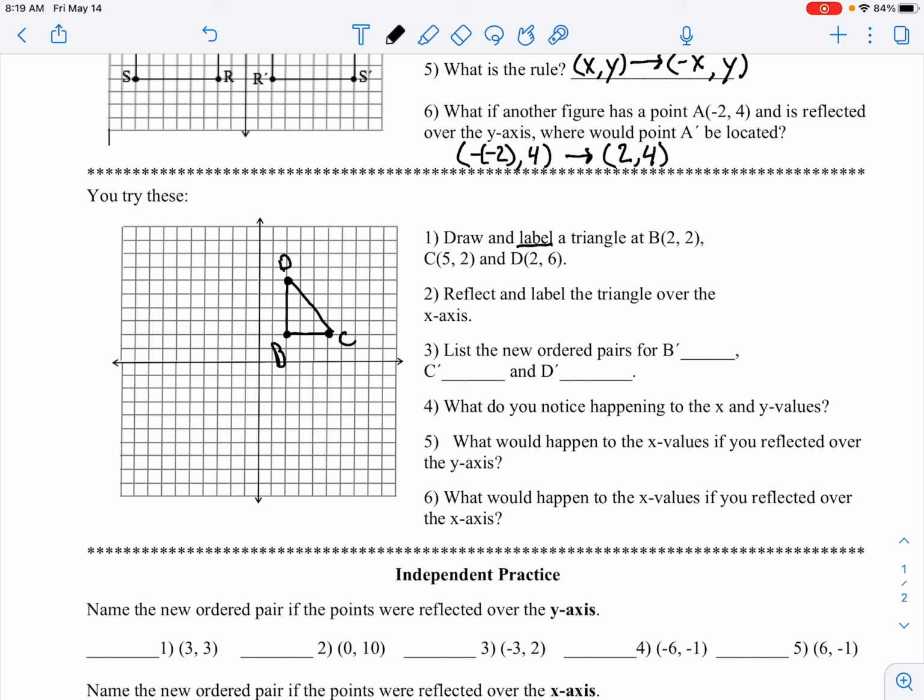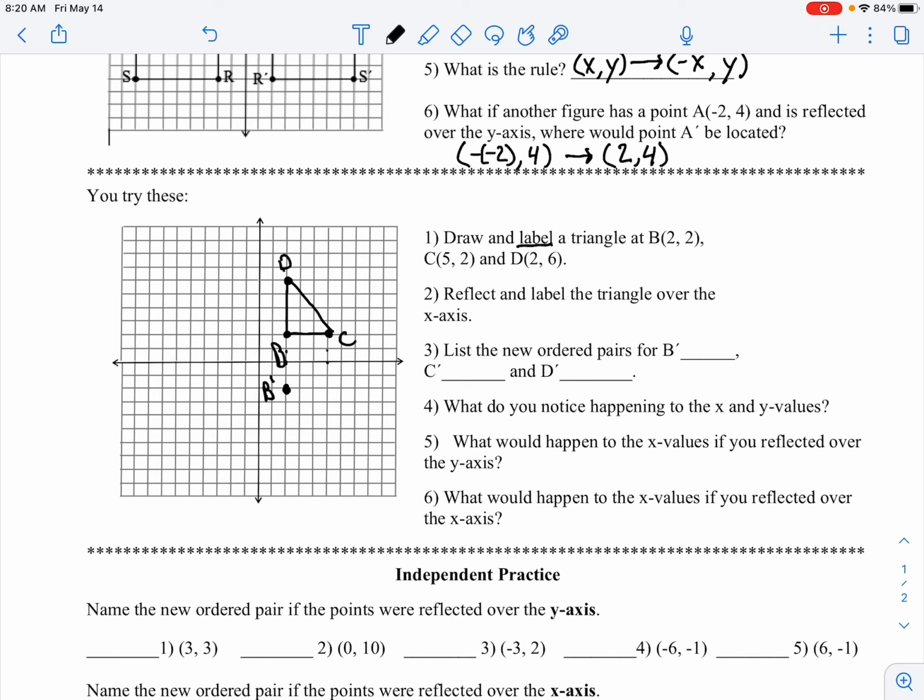Now it is asking us to reflect and label this over the x-axis. So in order to reflect this, what I need to do is go straight to the x-axis from whatever point I'm worried about. So if I'm doing B first, I'm going to the x-axis, and that's going to be 2 spots. So since I went 2 spots towards the x-axis, I have to go 2 spots away from it in the same direction. These are always going to be the same distance away from the x-axis as where they were.